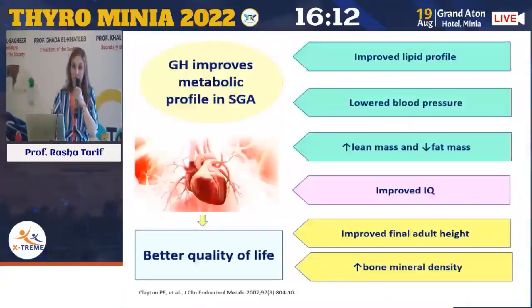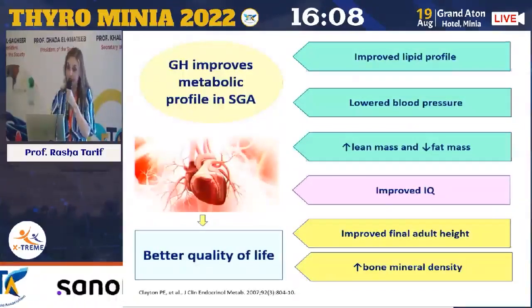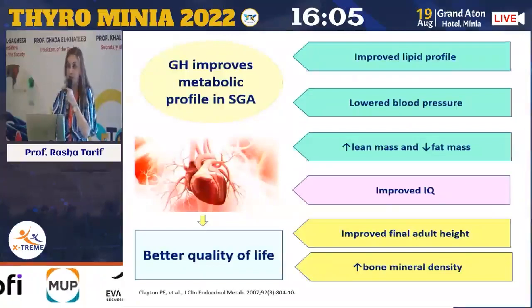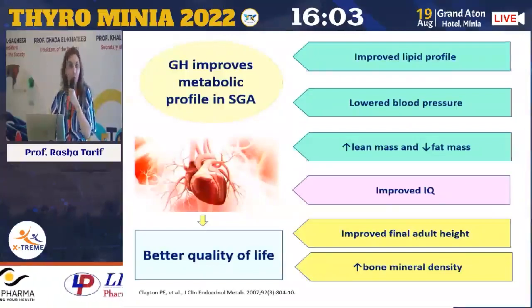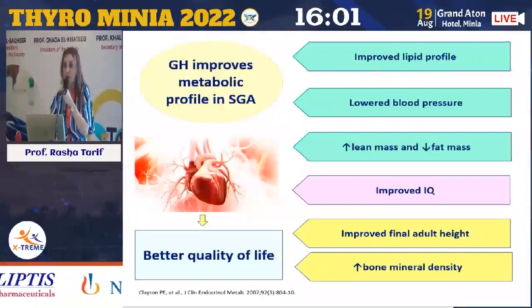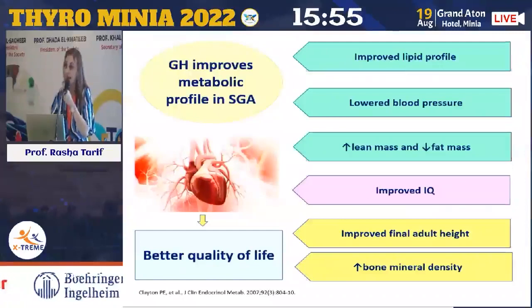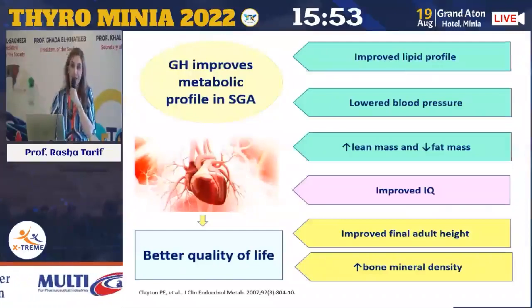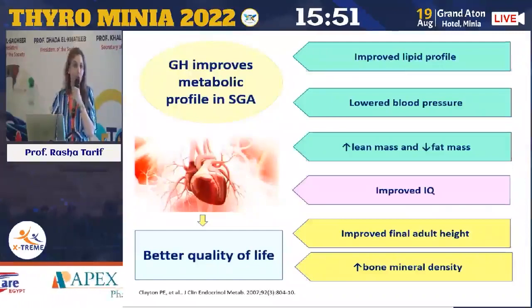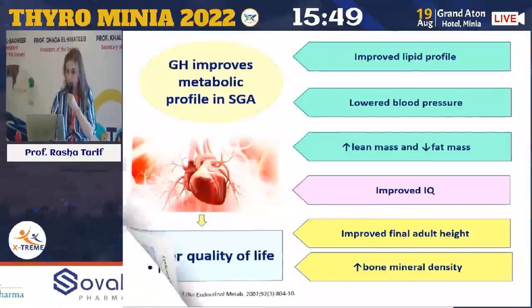So growth hormone improves the metabolic profile in those children. Indeed, it improves the final height. In addition, it improves the lipid profile, the blood pressure, it increases the lean body mass, decreases the fat mass, improves the IQ, and the bone mineral density. So it has a lot of beneficial effects in infants born SGA.